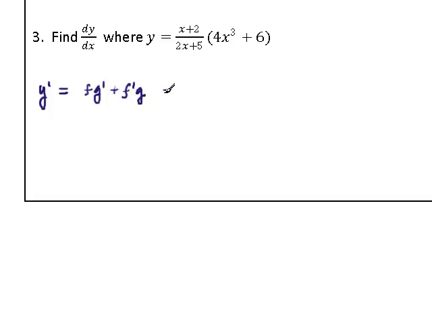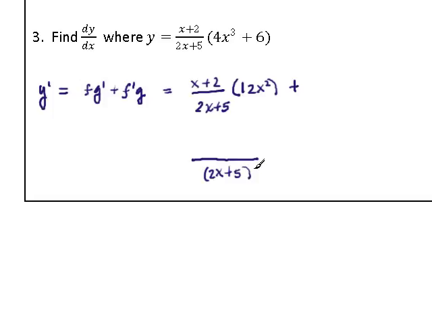Okay, so here we have the first is this, x plus 2 over 2x plus 5, times the derivative of the second, the derivative of this one, so that would be 12x squared, plus the derivative of the first. Okay, I'm just going to continue on this line. The derivative of the first would be the derivative of this quotient, so we have to do the quotient rule right here.